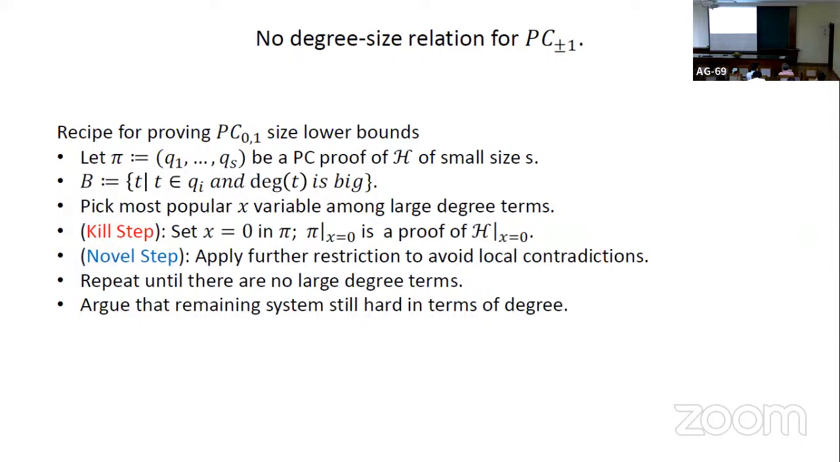And I just want to give you, as Arkadev said, there is no degree-size relation for PC plus minus 1, because the degree-size relation looks like this, and this is how we prove it. We collect all the large degree terms, and then we kill them by setting variables to 0 and obtain a small degree proof. Okay. Now this kill step cannot go through because 0 does not exist in our domain, and plus minus 1 cannot kill large degree terms. So because of this simple reason, we now don't have a size-degree relation, right?